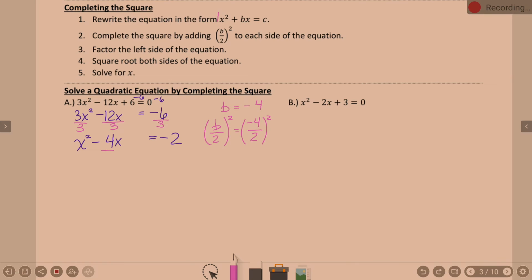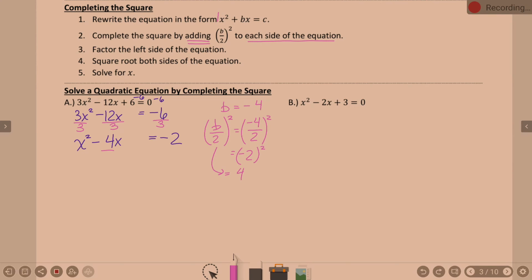Negative 4 divided by 2 is negative 2. Negative 2 quantity squared is 4. Okay? So this right here is what b over 2 quantity squared is. That's 4. What did it tell us to do? We're going to add it to each side of the equation.